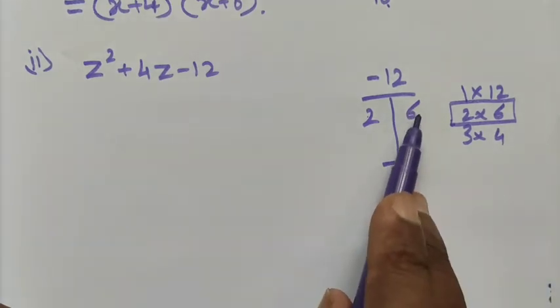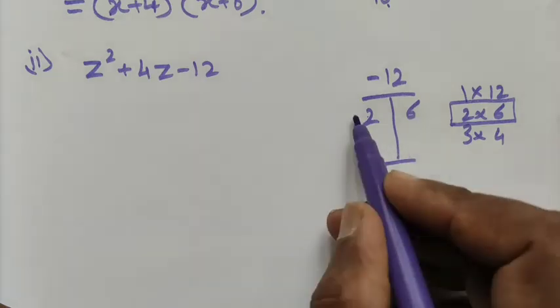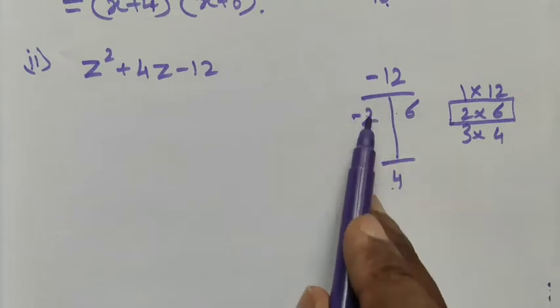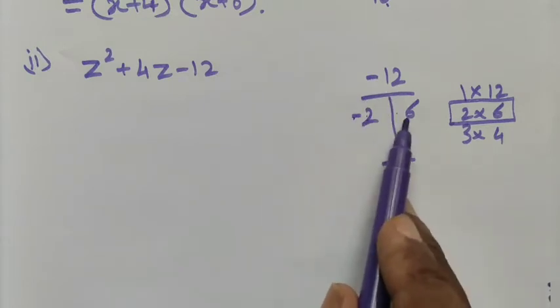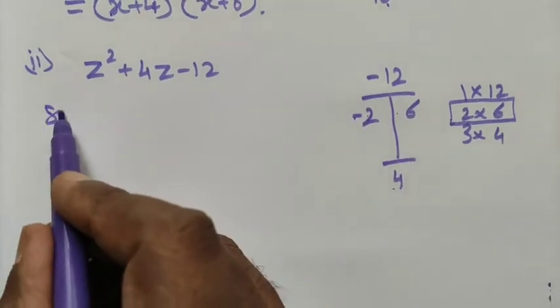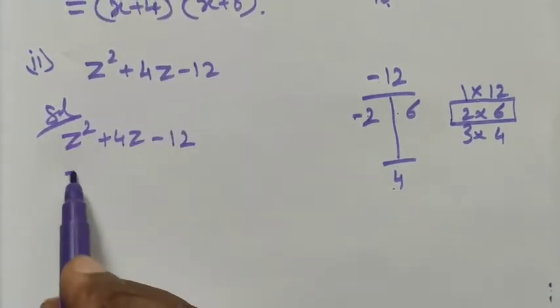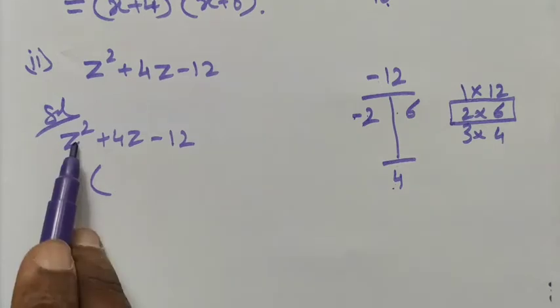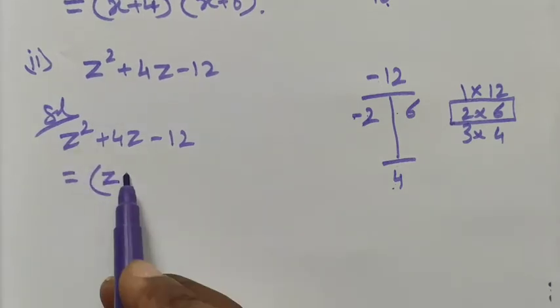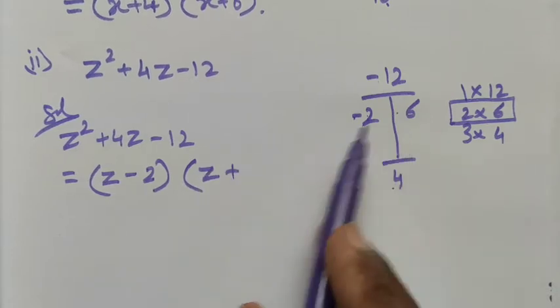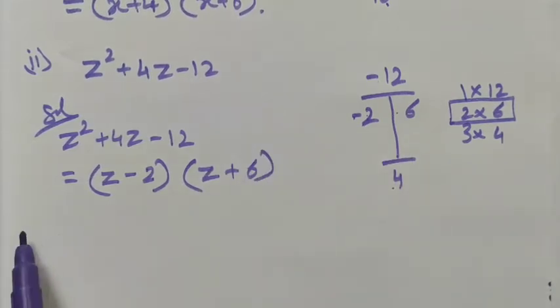And then here we have a positive value. So the biggest number gets plus, and the smaller number gets minus. Minus into plus, minus 2 sixes are 12. If you subtract this, we get 4. So the solution is z square plus 4z minus 12 is equal to, one of the factors is z minus 2, another factor is z plus 6, right?